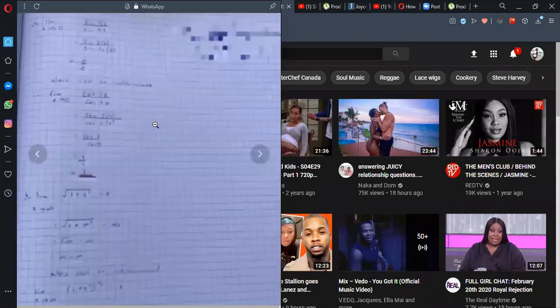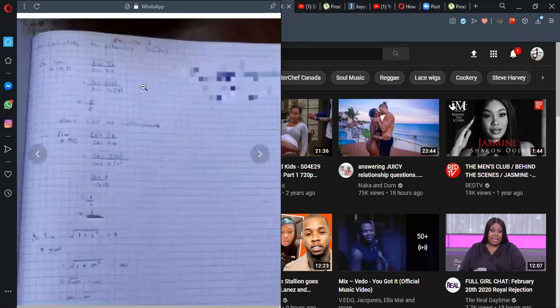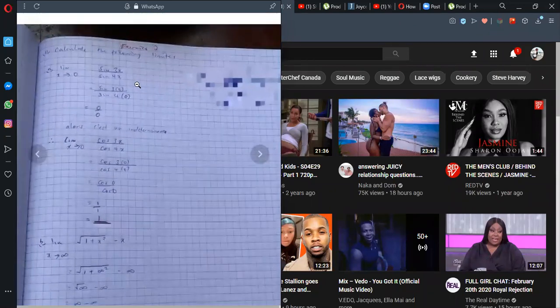Okay, so I'm going to look at this work. The limits that I gave you, the first limit I gave you was that one there: limit x approaching 0, sine 3x over sine 4x. So what happens is, as Kasonde had actually solved, she replaced the x as usual.